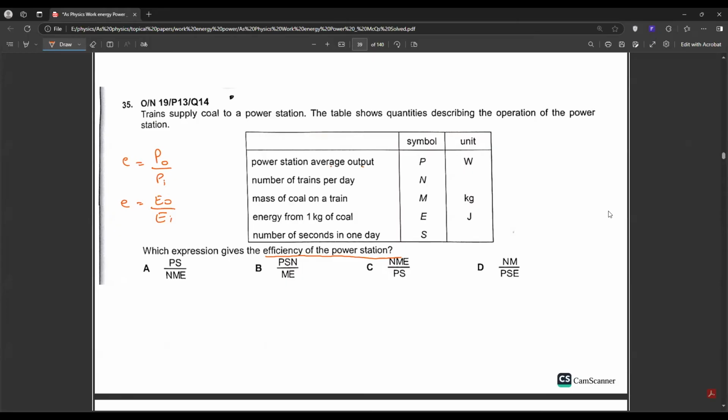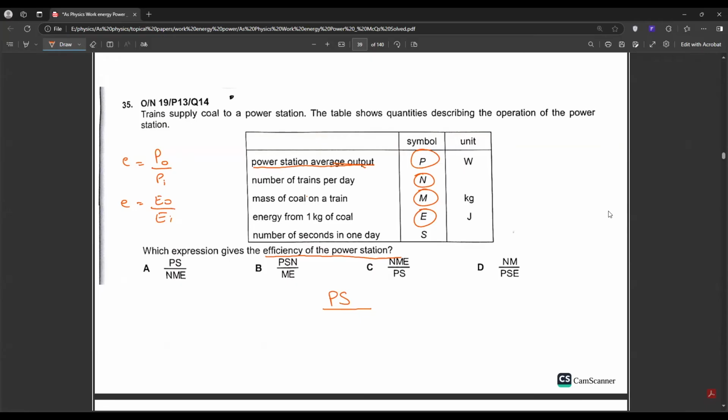Power station average output, this is in watts, P. Number of trains per day, N. Mass of coal on each train, that is M. Energy from one kilogram of coal, E. And number of seconds in a day, S. So what we can do is take this average power output and multiply it by S to calculate the energy output.